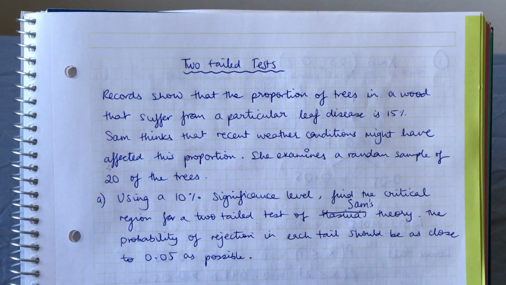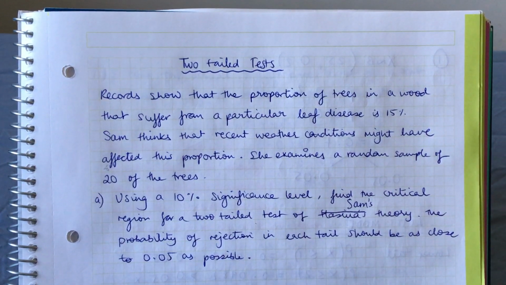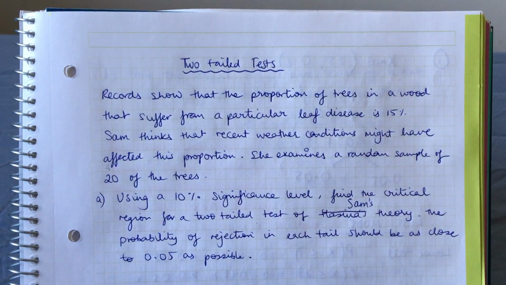She examines a random sample of 20 of the trees. Using a 10% significance level, find the critical region for a two-tail test of Sam's theory. The probability of rejection in each tail should be as close to 0.05 as possible.